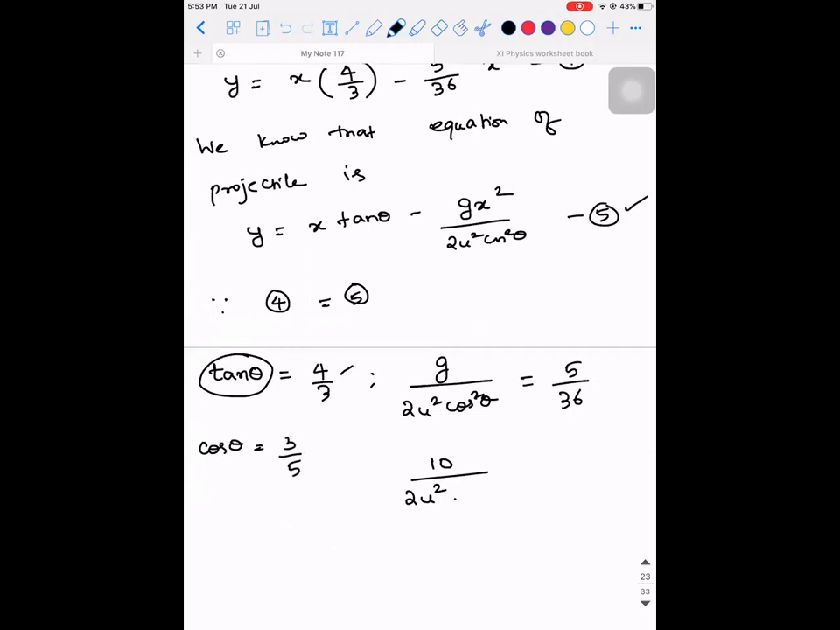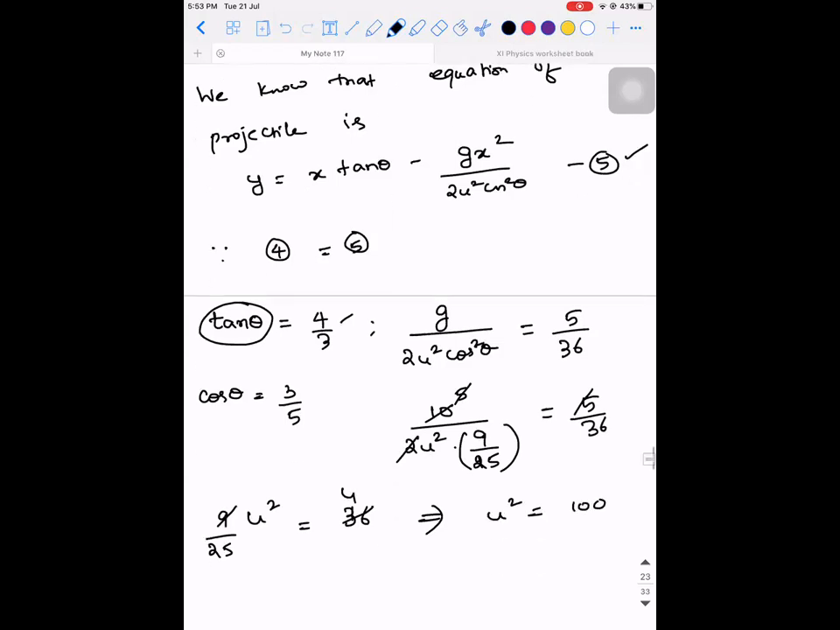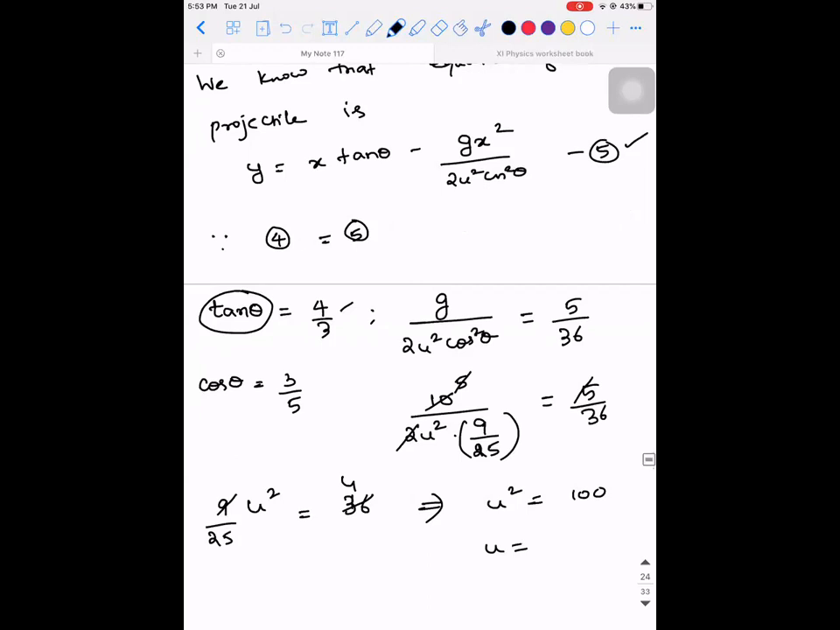So cos theta will be equal to 3 by 5. So u square cos square theta means 9 divided by 25, which is equal to 5 divided by 36. So 5 and 5 will get cancelled. 9u square divided by 25 is equal to 36, which implies u square is equal to 100. So what will be the value of u? 10 meter per second. So the initial velocity of the object in this case is 10 meter per second.